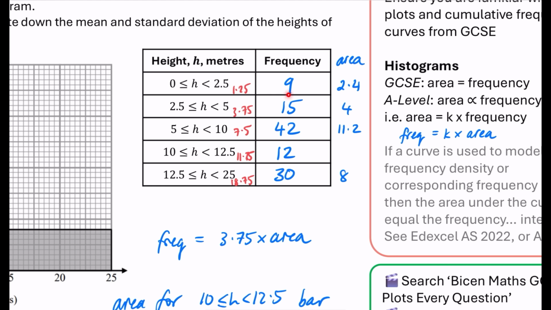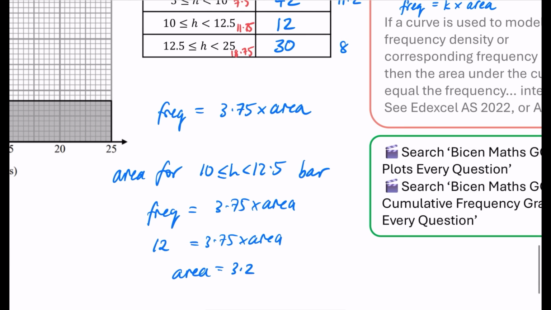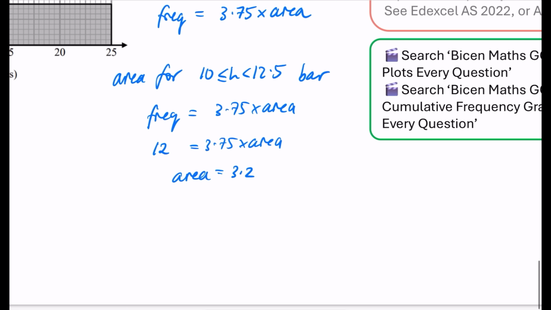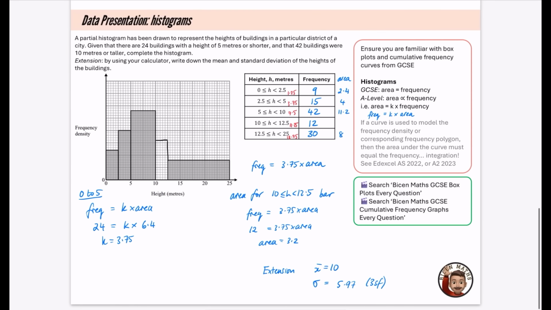You would then type the frequencies of your 9, 15, 42, 12, and 30. And you should know how to do this on your calculator. If you're not sure, go and just YouTube. The calculator guide is fantastic for this, how to find the average from a table. I will then get the pieces of data from this for my extension. And we end up with, from my calculator directly, that X bar is exactly equal to 10. And then sigma X is how it's written on the calculator, but the standard deviation is 5.972 to 3 significant figures.